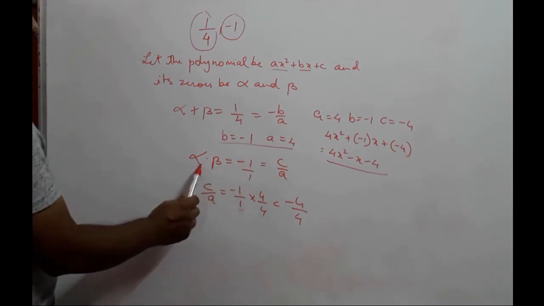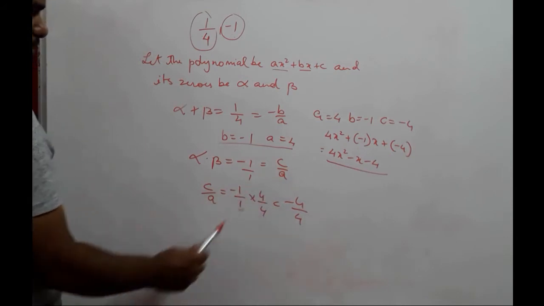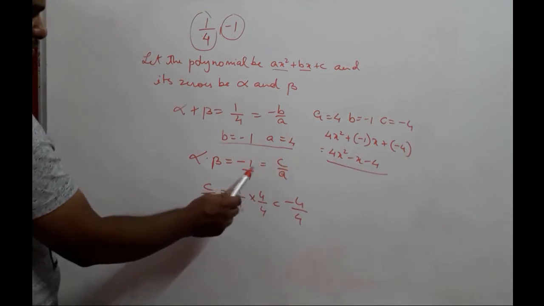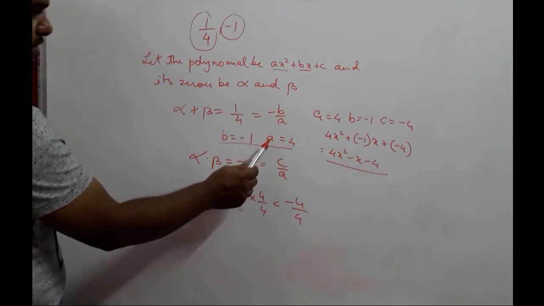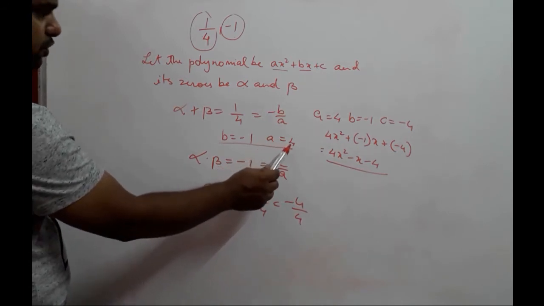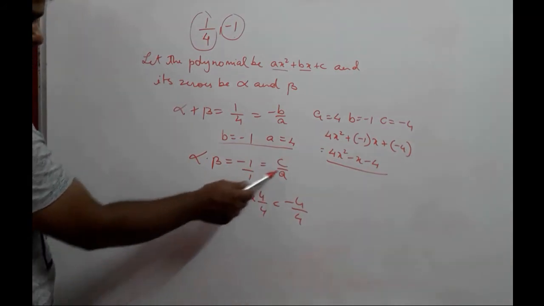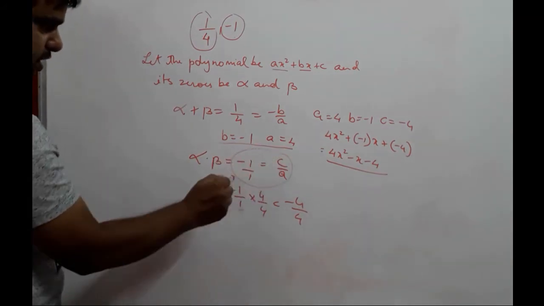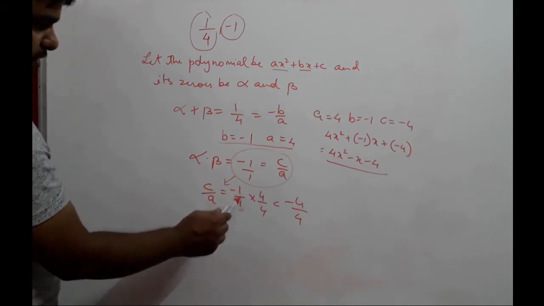So, we also know that the product alpha into beta is equal to c upon a. So we get c equal to minus 1, a equal to 1. But we know from our previous solution that a is equal to 4. Hence what we do is we take this down over here, the same thing is taken down over here, and c upon a equal to minus 1 upon 1.